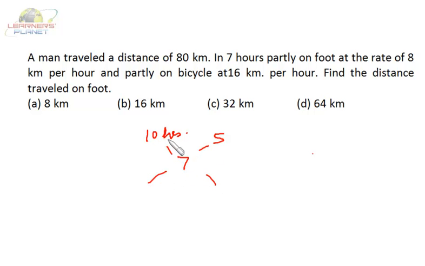Okay. So 10 minus 7, it is 3 over here, and 7 minus 5, it is 2 over here. That means the ratio of distance is 2:3 covered on foot and cycle. So let's break 80 in the ratio of 2:3. So it's 2 by 5 into 80 that he has covered by walking. So 32 kilometers he might have covered by walking. I hope you are clear.